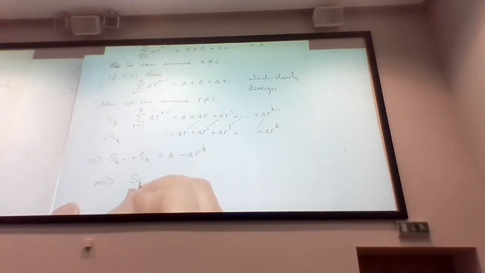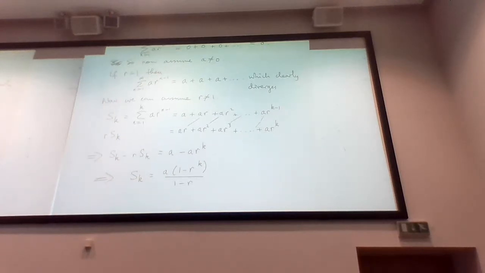And that implies, factor the left-hand side, factor the right-hand side, and divide across, and we get a very nice formula for S_k. And you can also see why I dealt with the r equals 1 case separately above, because in the r equals 1 case, we wouldn't have been able to do this. You can't divide by 0. So note that r is not equal to 1. We assumed it wasn't.